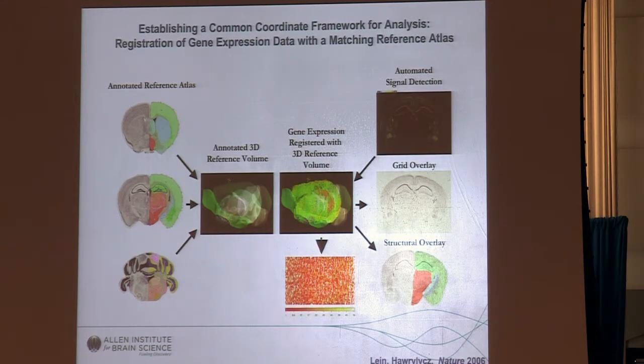But this grid-based method gives you more power, because now I can use correlation-based methods and other more direct methods to compare gene expression in the brain rather than simply ontologically.